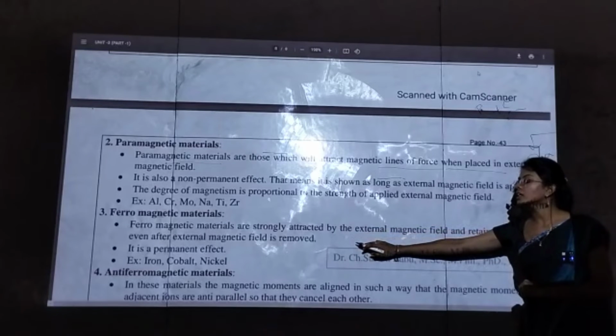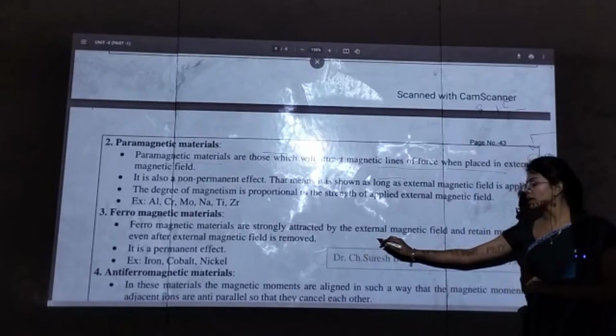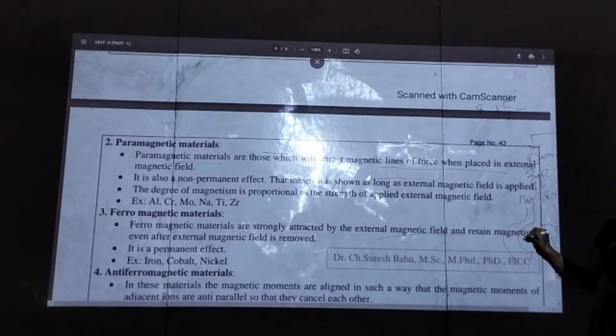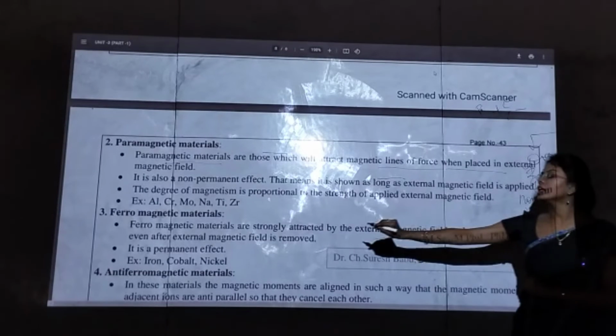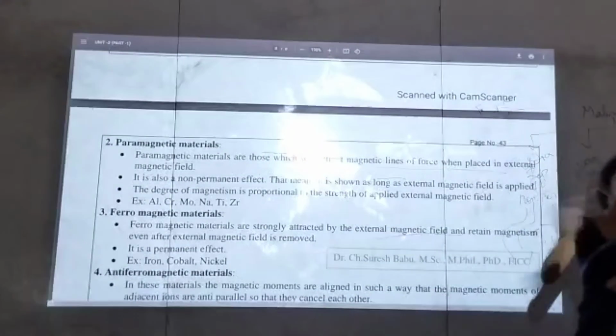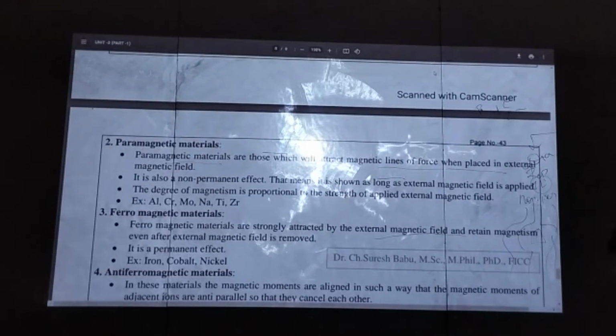Now see, ferromagnetic materials are strongly attracted by an external magnetic field and retain magnetism even after the external magnetic field is removed. That means it is permanent or non-permanent? Understood the sentence? It is retained even when you remove the external magnetic field. So it is a permanent effect. For example, you can see iron and cobalt.